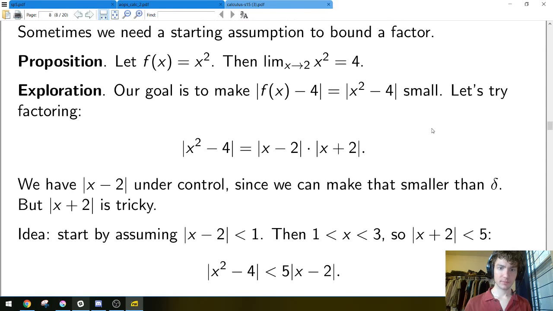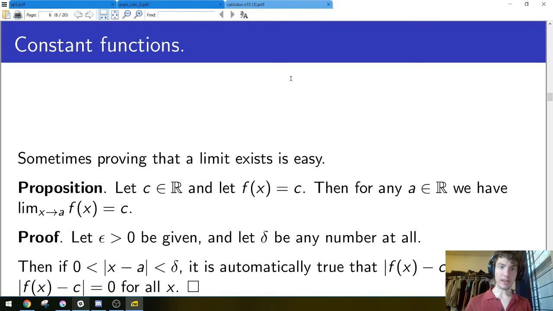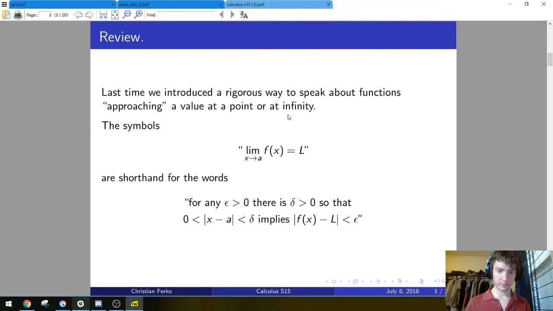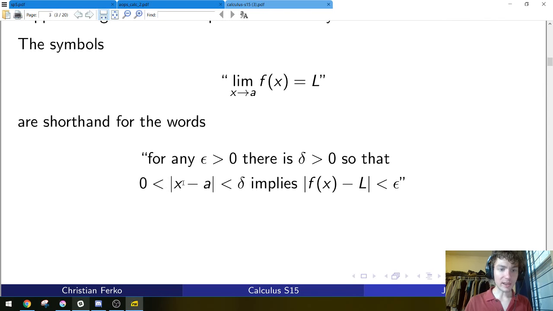Okay. Now, this is the tricky part, because when you're looking at this, if you don't have that definition firmly in mind, it might not be clear which of these is easier to bound than the other. So again, if we go back to the definition, we're trying to prove this limit exists, which means the absolute value, here a is 2, right? So this number is a. So we're allowed to assume in our proof that 0 is less than the absolute value of x minus 2, because a is 2, is less than delta. And remember, we get to pick delta.